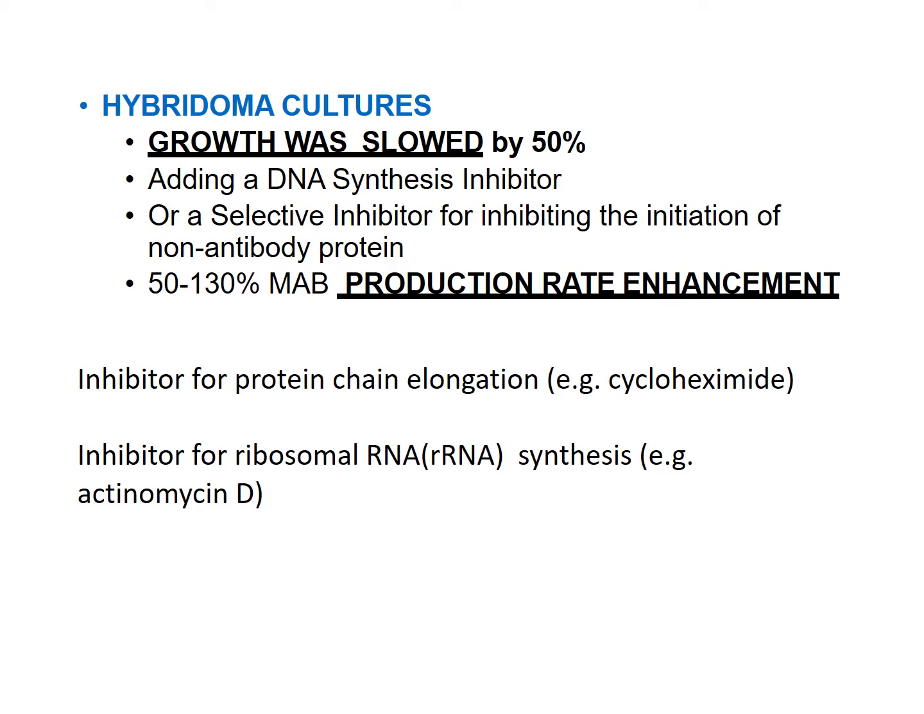For example, we can add some inhibitor to inhibit the production of protein. Then the cell will go into a kind of very slow growth rate. If the growth rate can be slowed by 50%, it was reported that the antibody can be enhanced by 130%. Another way of slowing down the cell growth is adding an rRNA inhibitor, for example, actinomycin D, a kind of antibiotic.